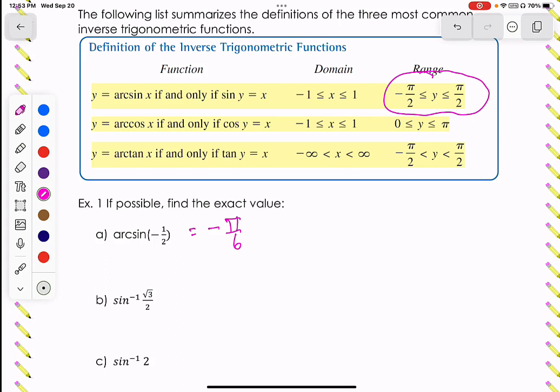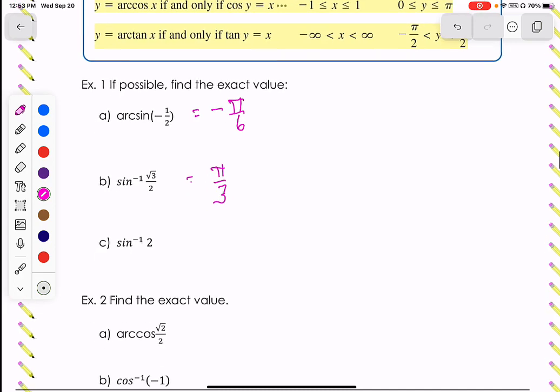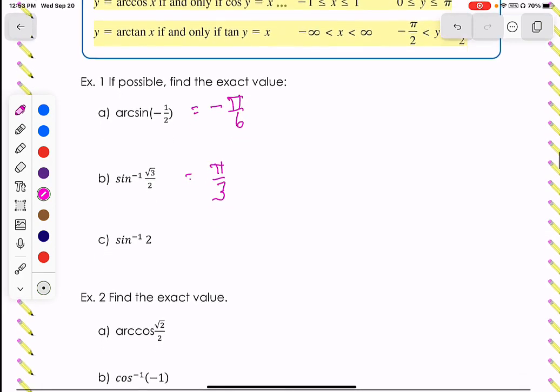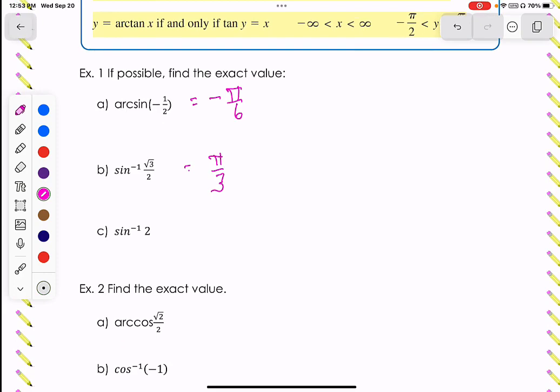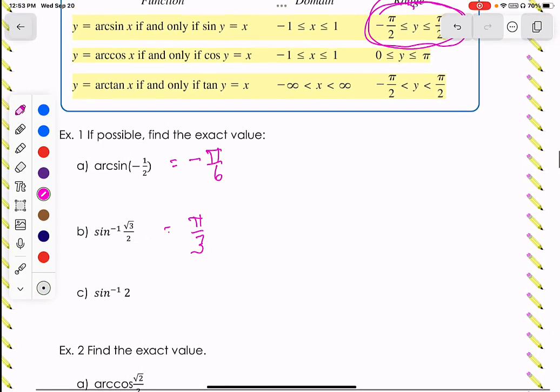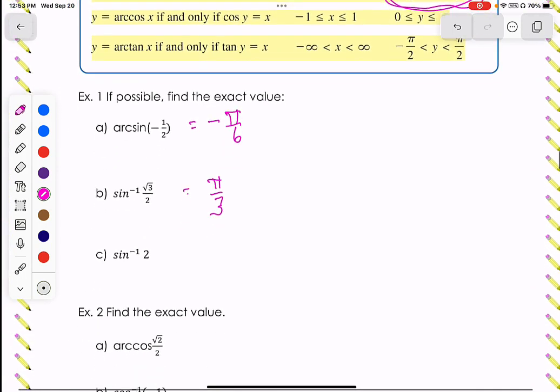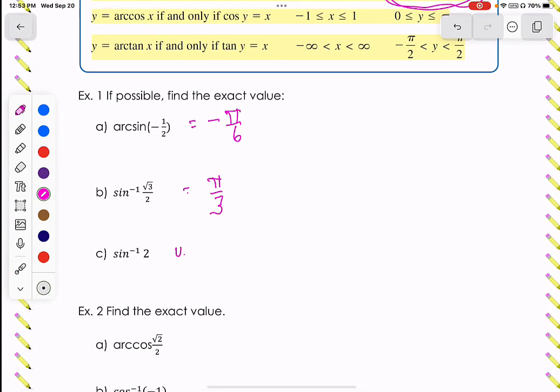What is the inverse sine of the square root of 3 over 2? Well, the only angle that has a sine of the square root of 3 over 2 within this restriction is going to be pi over 3. How about this one? This is kind of a trick question. What is the inverse sine of 2, what angle has a sine of 2? Well, we know that sines can only go between -1 and 1. Those are the values of sines. So what we would say is that this is undefined. Another way to look at this is the sine of x equals 2, which we know can't be the case.